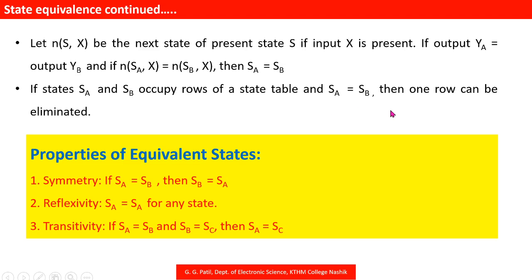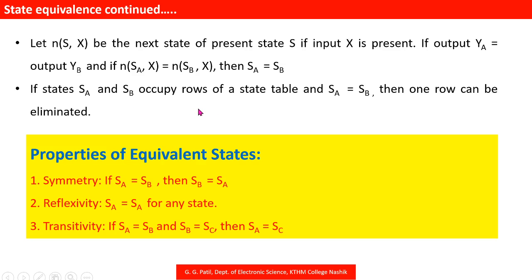Both rows having the same states, or states that are equivalent, so one row has to be eliminated, and one row gets removed from the state table.